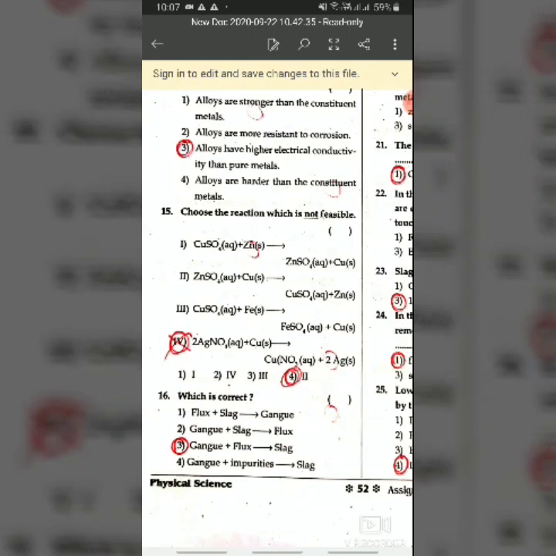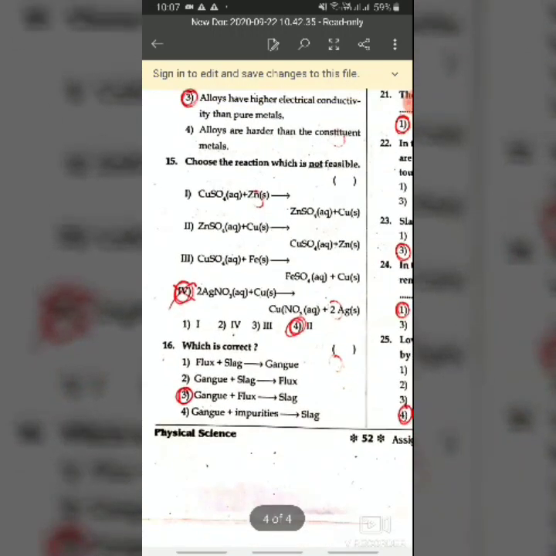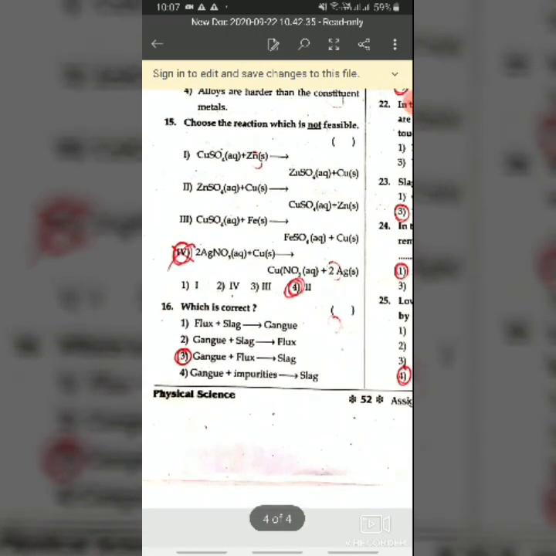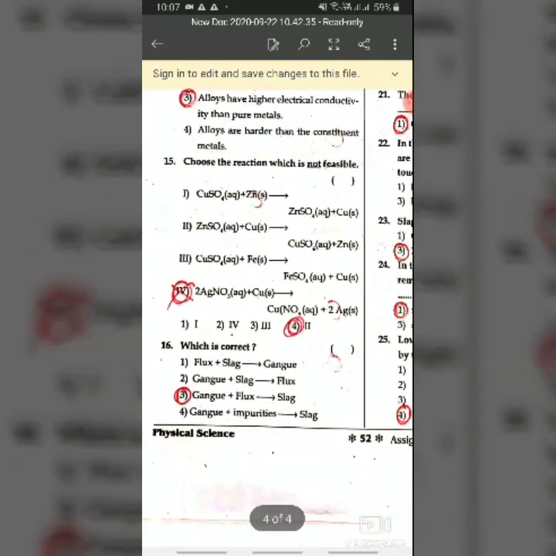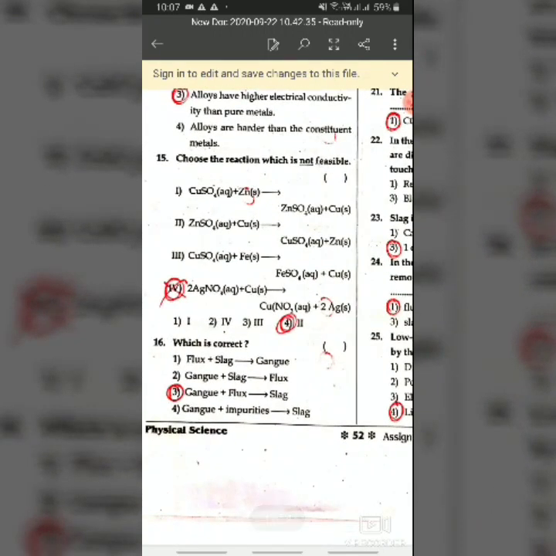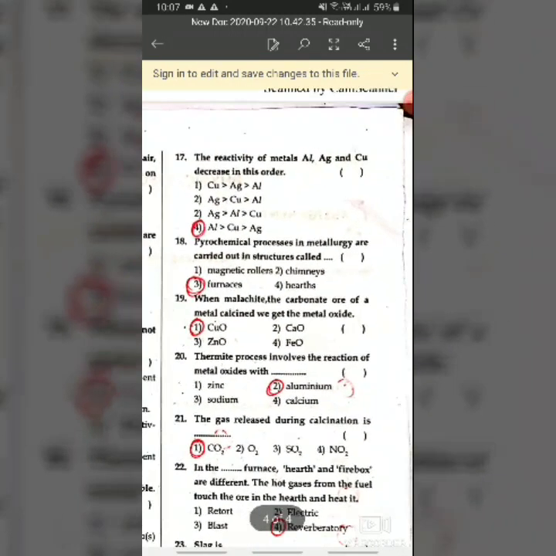Next one. Choose the reaction which is not feasible. Which is not feasible? That is option 2. Zinc sulfate plus copper gives rise to copper sulfate plus zinc. In the following one, which is correct? That is option 3. Gangue plus flux gives rise to slag. That means gangue plus flux both together are called slag.